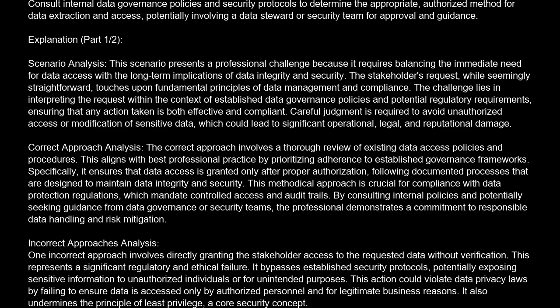Incorrect approach analysis. One incorrect approach involves directly granting the stakeholder access to the requested data without verification. This represents a significant regulatory and ethical failure. It bypasses established security protocols, potentially exposing sensitive information to unauthorized individuals or for unintended purposes. This action could violate data privacy laws by failing to ensure data is accessed only by authorized personnel and for legitimate business reasons. It also undermines the principle of least privilege, a core security concept.